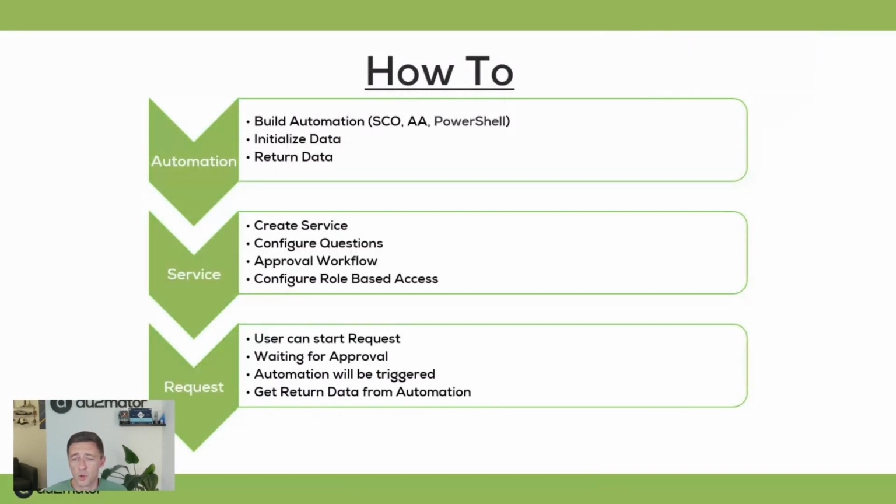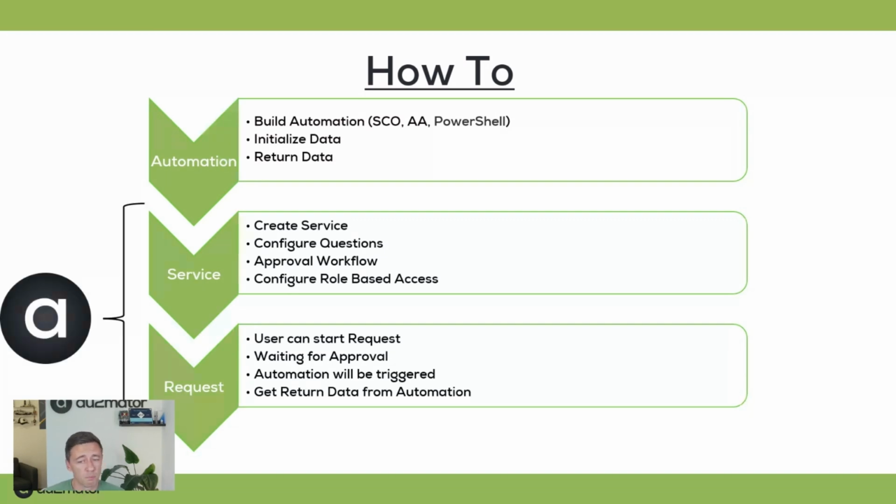So how does all this work together? Before you start with au2mator, you need your automation builder. You have to build your automation. So you have to build your Orchestrator runbooks, your Azure Automation runbook or your PowerShell script. You use initialized data to put some values into your automation. So that's everything standard to the automation engine, nothing special for the au2mator self-service portal. Then you do your automation and you give some return data. Okay, so that's the prerequisite.